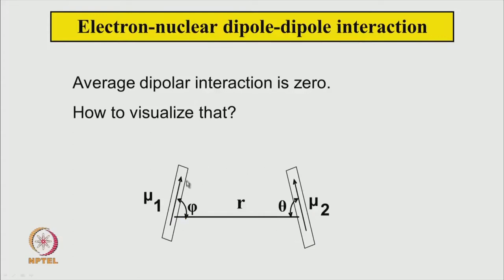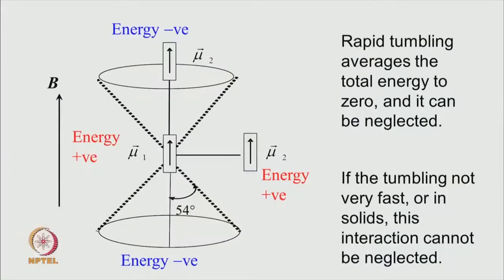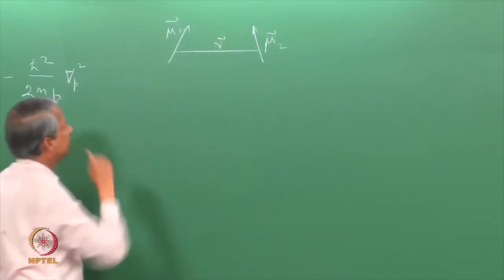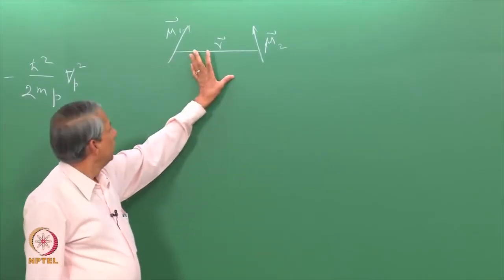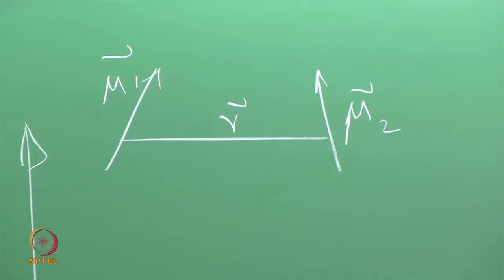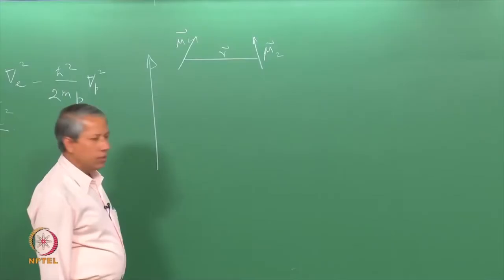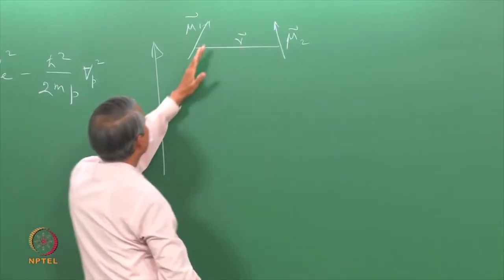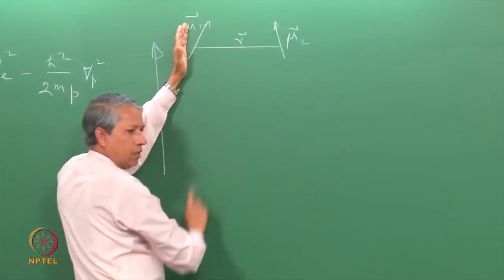So, for that, this is the schematic representation of two magnets, let us say mu_1 and mu_2. They are kept at a distance r, and they are aligned in such a way that mu_1 forms an angle phi with respect to r and mu_2 forms an angle theta. Then what we have here is mu_1, mu_2, and this is the r vector. If I keep this in a magnetic field, then both of them will get aligned along the magnetic field. So, if I put it here, then what will be the corresponding energy of interaction if their orientation changes and they go from one alignment to another alignment? This is shown here.